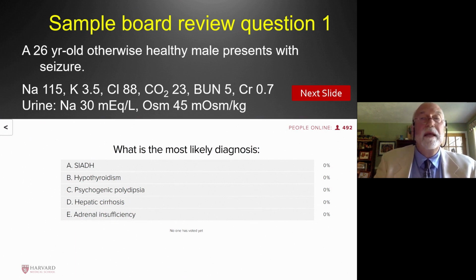So, quick board question. A 26-year-old, otherwise healthy male presents with a seizure. The serum sodium is 115. The rest of the electrolytes are unremarkable. Urine sodium is 30, and the osmolality is 45. What's the most likely diagnosis? Give folks a chance to pick.